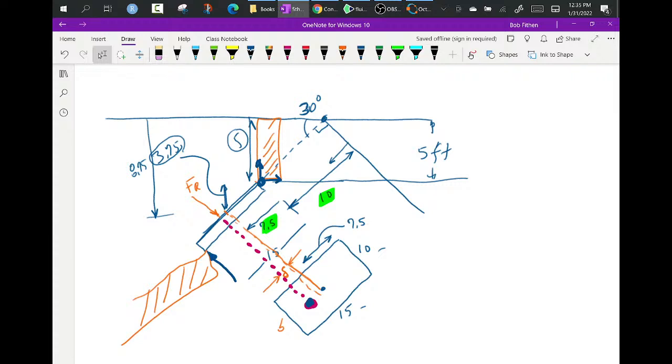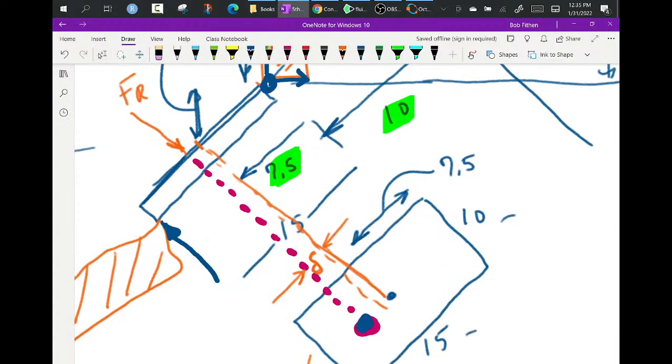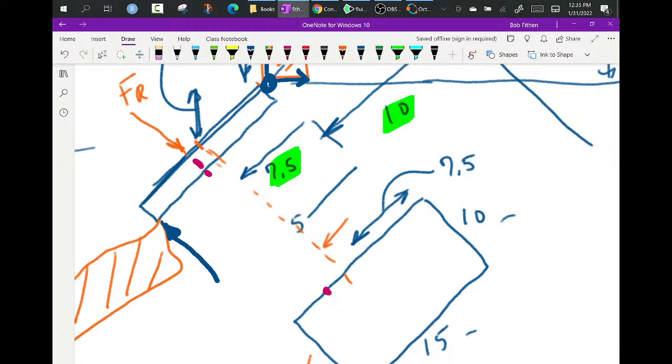Gosh, I don't know why I made that a dotted line. I wasn't very good about handling some of it. Okay. So 7.5 down to the centroid. 7.5 down to the centroid. Another 7.5 over here.